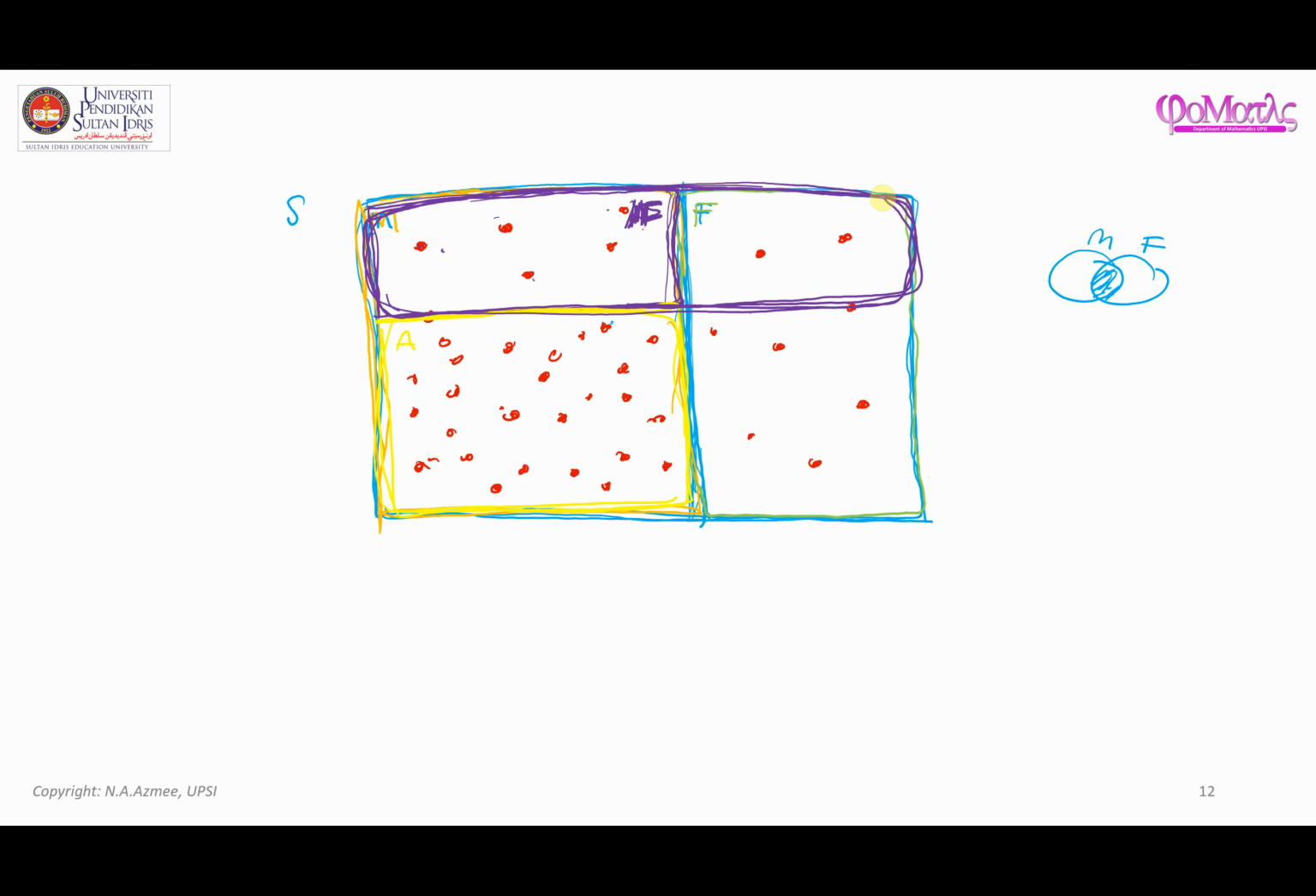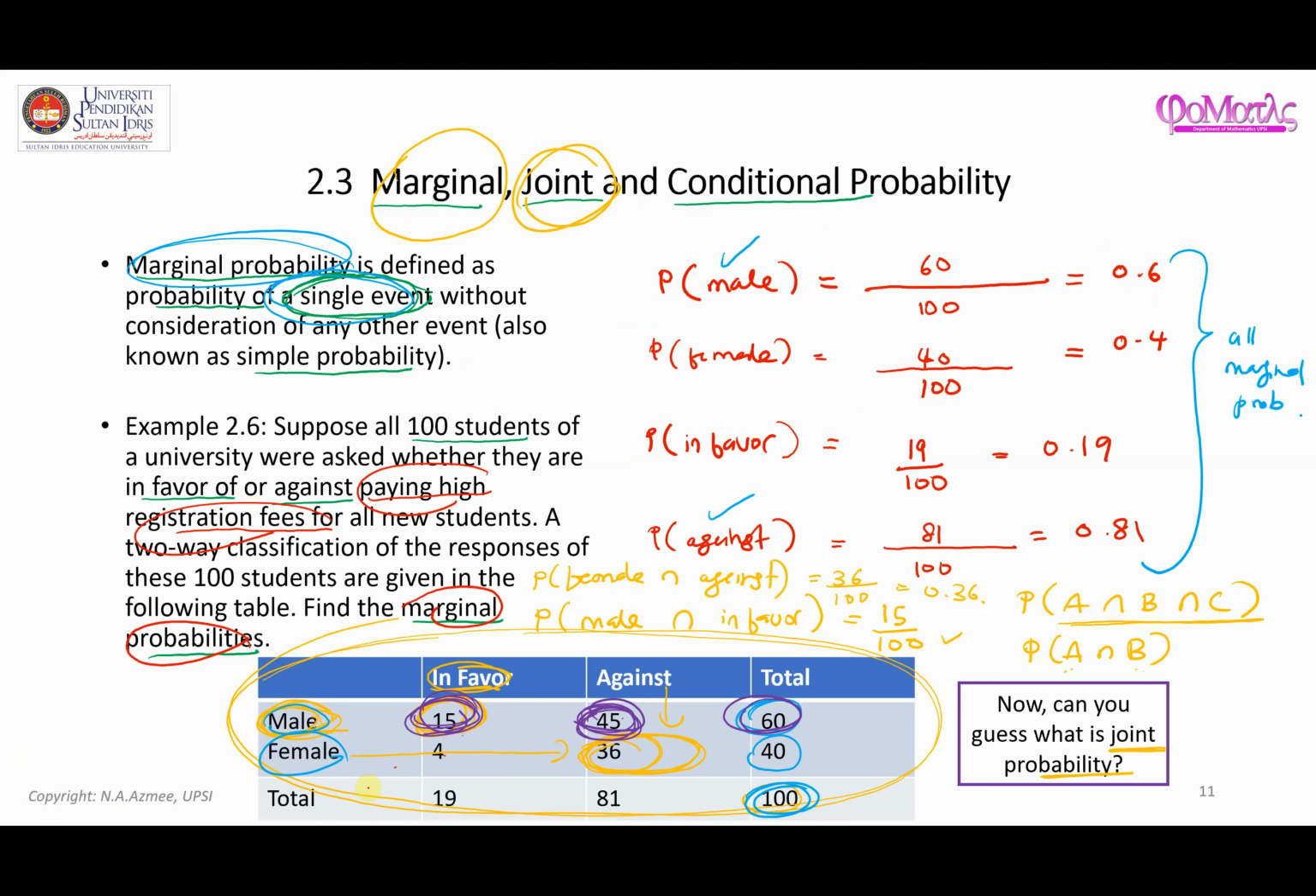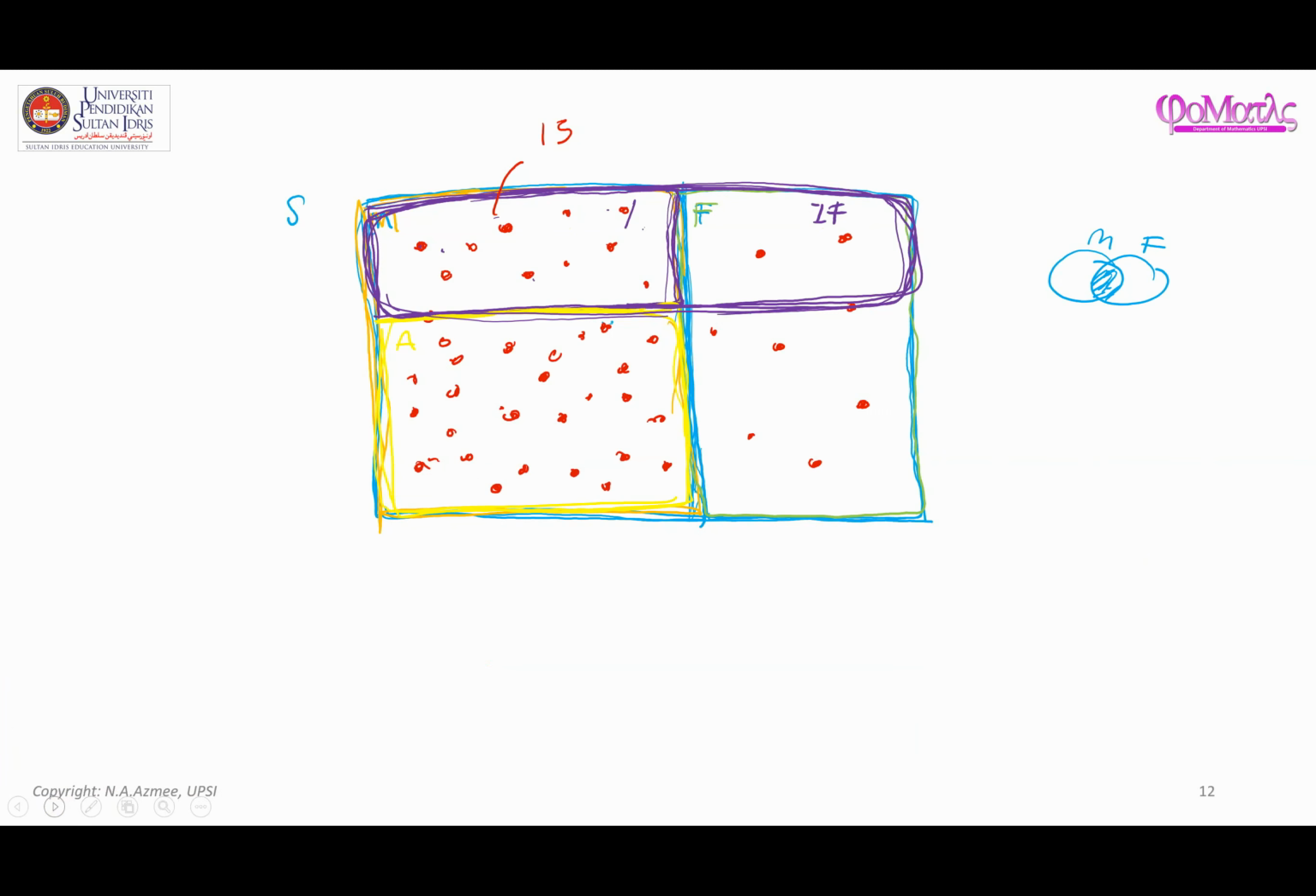So the whole thing here is the set for in favor, this purple one. And like I said, you can expect the number for male here to be about 15, and the number for female students to be just 4: 15 and 4. So maybe 1, 2, is this included? Okay, let's assume this is included, 3 and 4. So that's how the representation is roughly.